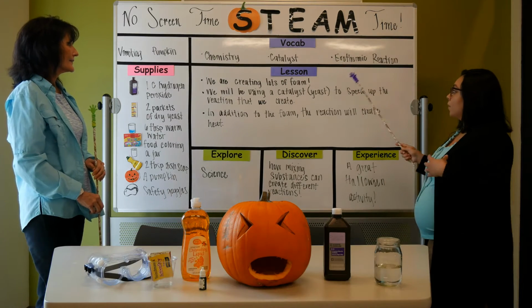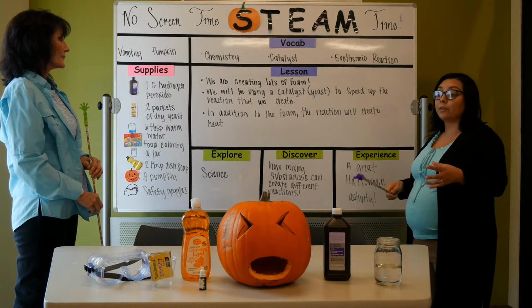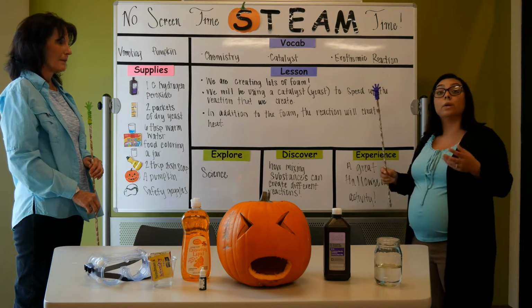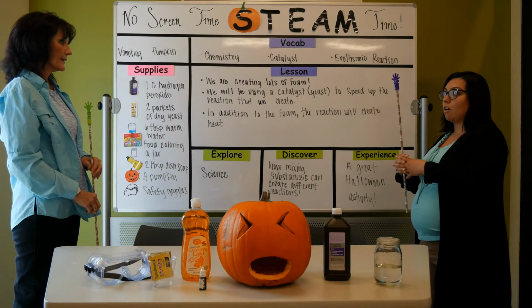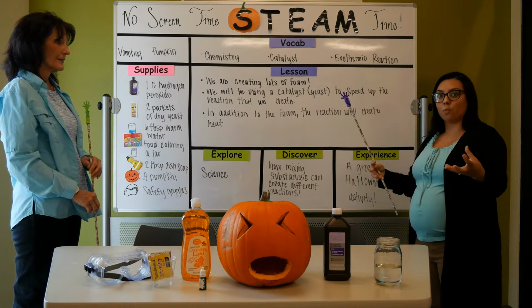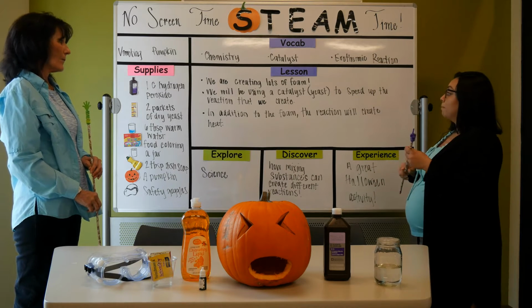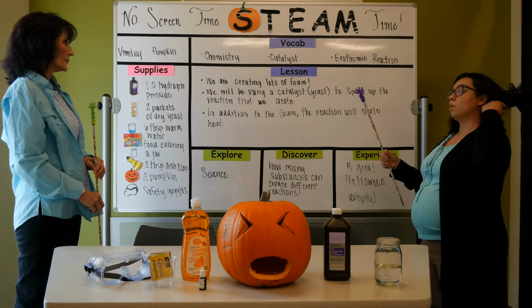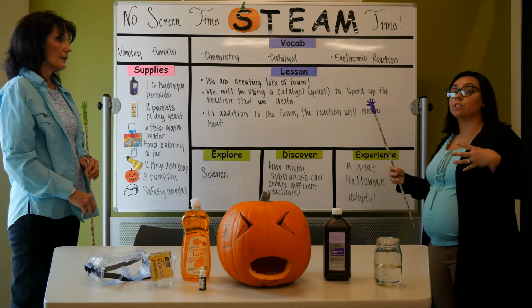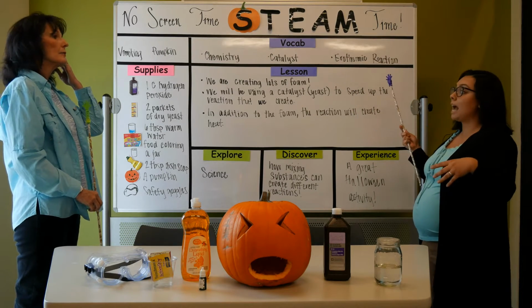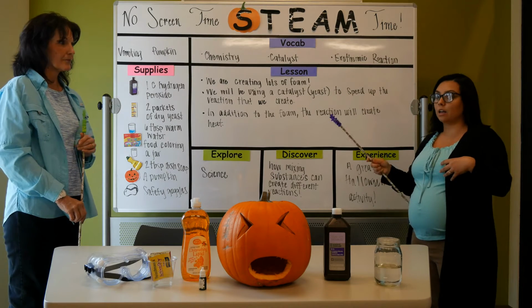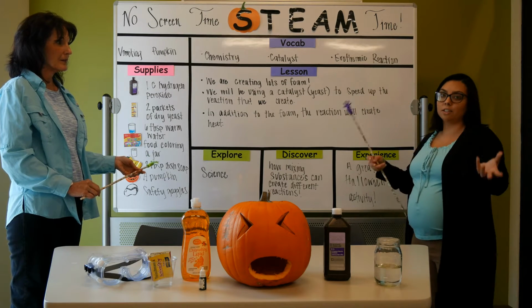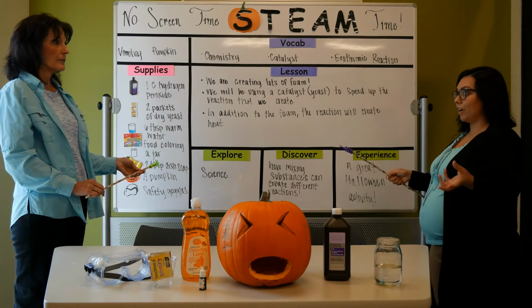And then just some quick little facts. So we are going to be creating lots of foam. Our catalyst is going to be the yeast. That is what is going to speed up the process and make all of the bubbles form that foam really fast. But by also doing this, we are creating an exothermic reaction. So there's going to be heat involved. So if you guys decide to do the other peroxide, just be aware that it can be very hot.